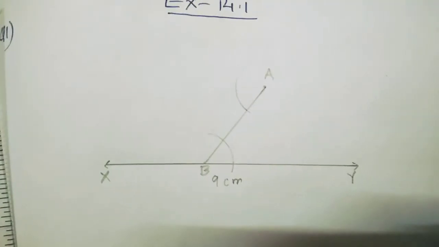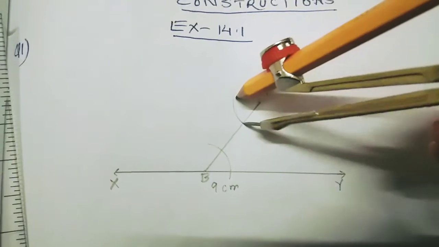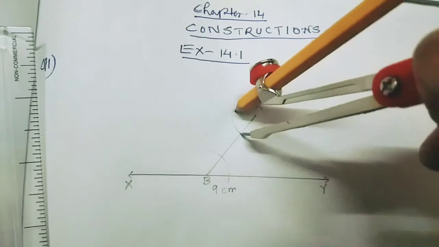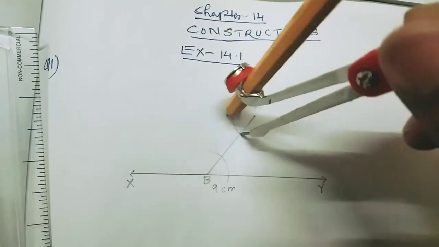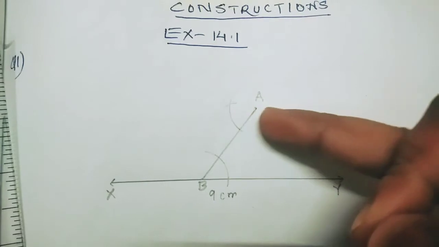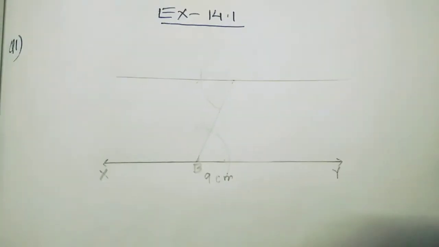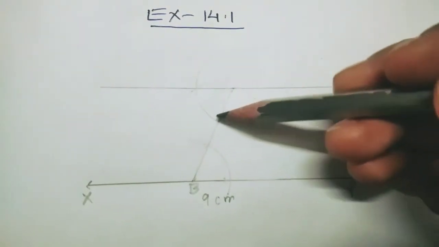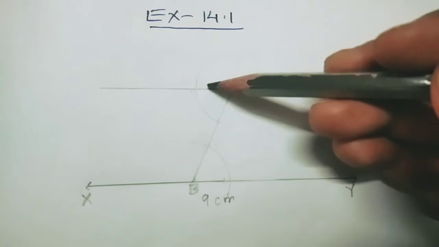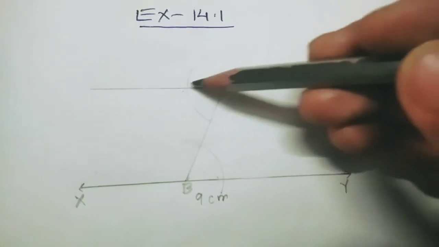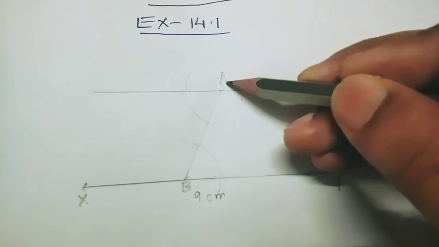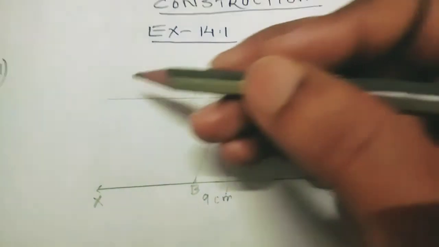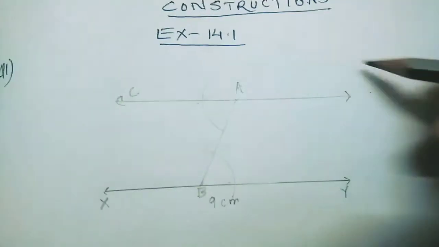Understood? Now taking this point, we'll again draw the same arc without changing the radius. Again we'll cut this arc. After cutting this arc, we'll join this point and this line. From this point again draw this arc, and from this point cut this arc again. After cutting this arc, join this line with this point. So this was our point A. Now this line you can give any name, like C and D.